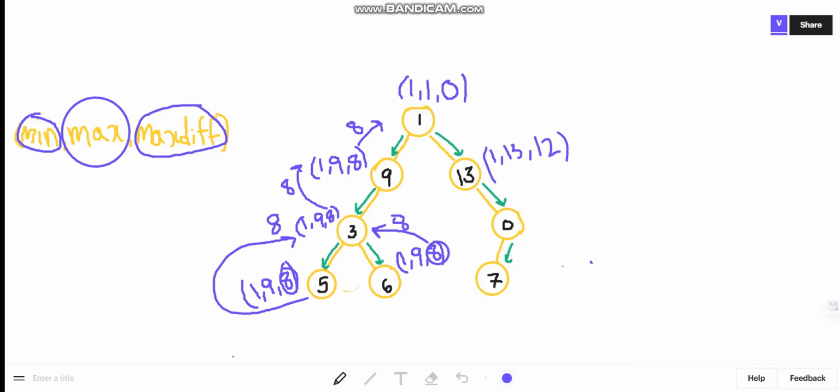Coming to this case, the minimum previously was 1, right? So it becomes 0 right now because 0 is less than 1. The maximum remains the same because 13 is still greater, and the maximum difference we obtain is 13, right? It will be 13 here.